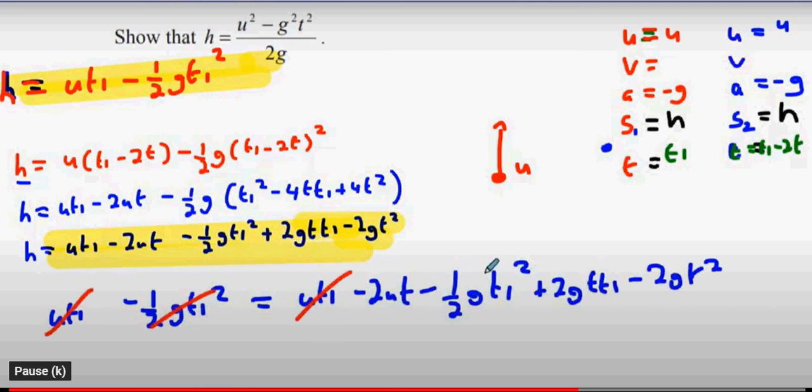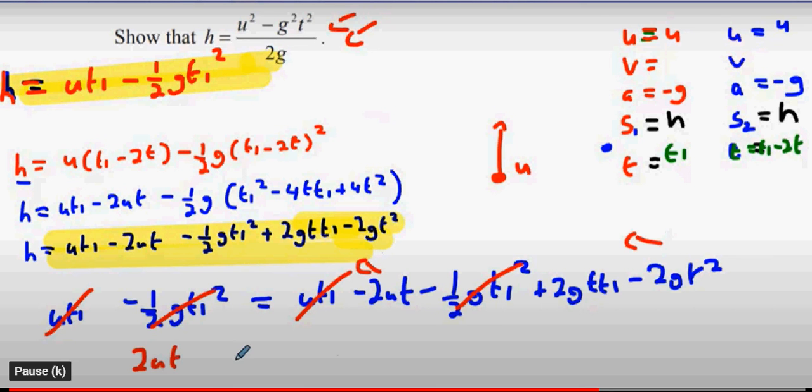There you go. What we're going to do is isolate t1. No t1 in our answer. Look at the top: H equals u squared minus g squared t squared over 2g. There's no sign of t1. So what we're going to do is isolate t1 where we can. So what should happen here is that we isolate t1.